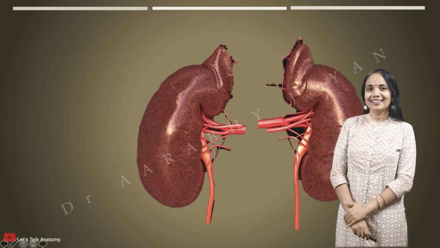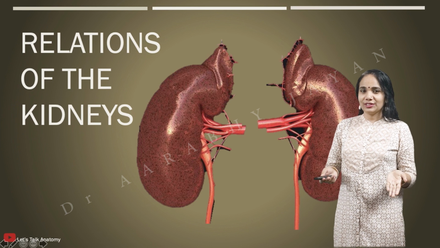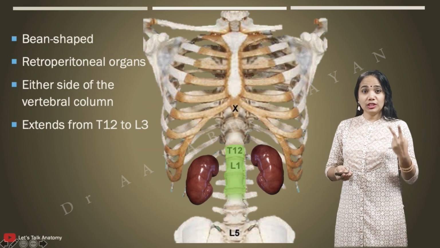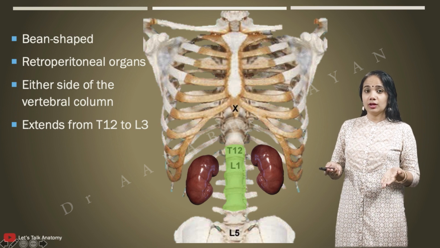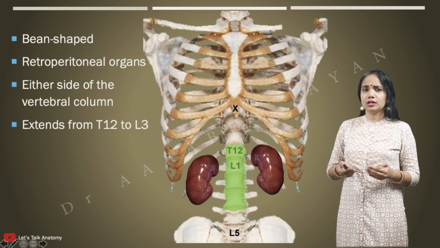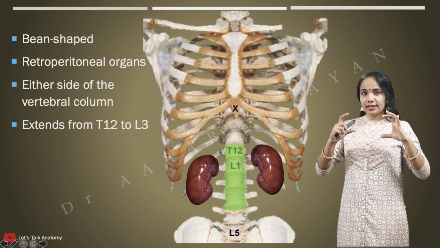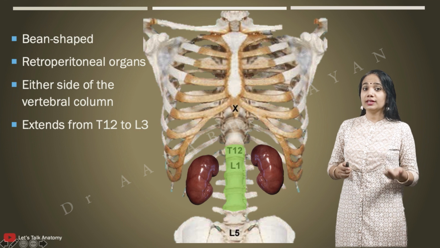Hello everybody, let's talk about the relations of the kidney today. So we've already seen the gross anatomy of the kidney. We know that there are two bean-shaped organs located retroperitoneally on either side of the vertebral column. We also saw that the right kidney is slightly lower than the left kidney because of the liver, which is located on the right side, and the entire kidney extends from T12 vertebra, the 12th thoracic, to the 3rd lumbar vertebra.